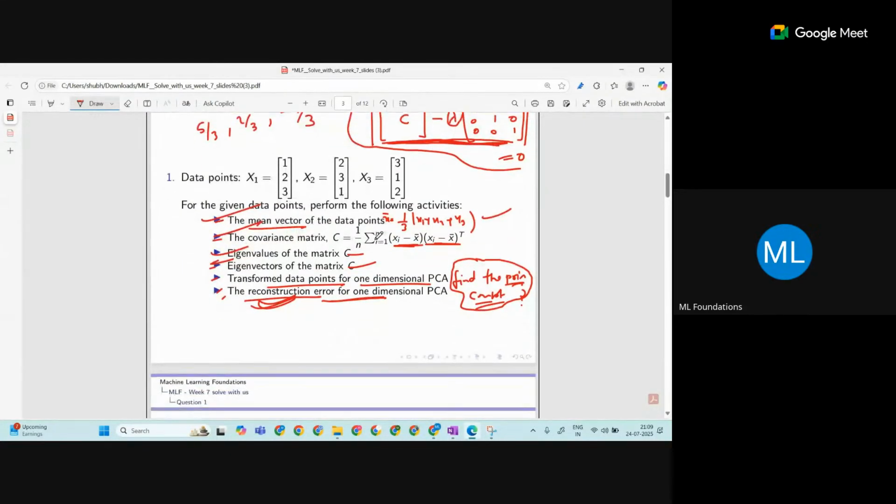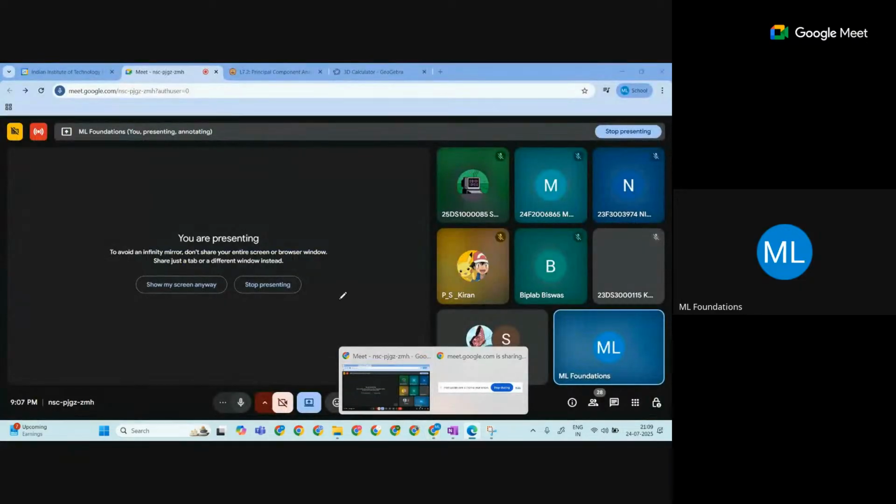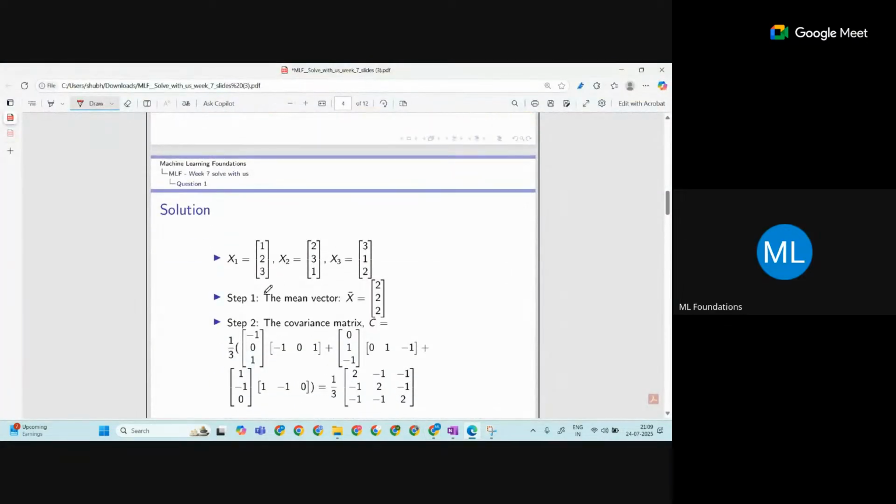So what is here? See, this is the data we have: x1, x2, x3. So what we will first find is the mean vector. How will we find the mean vector? The formula is the mean vector is just 1/3 of x1 vector plus x2 vector plus x3 vector. That means add coordinate-wise, and divide each coordinate by 3.